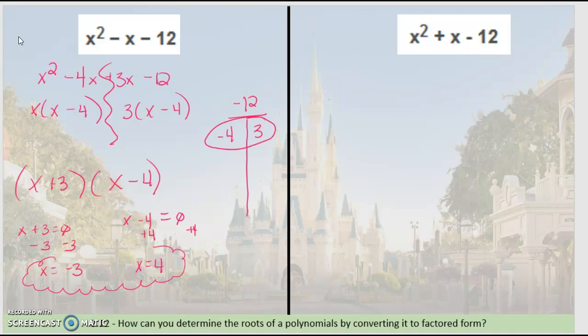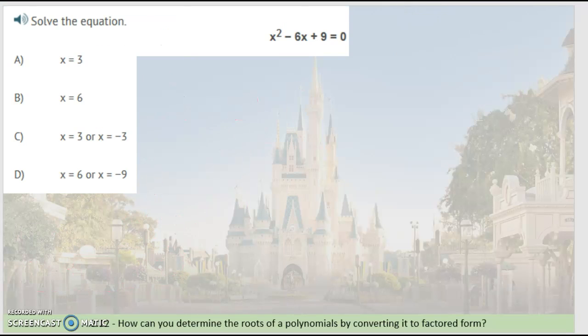And a lot of times how you know that it wants your roots is they'll turn it from an expression to an equation and they'll equal it to 0. All right, so this other side is actually very similar. It just has plus 4 and negative 3 as the factors, so their roots would change. But I think we can move on.